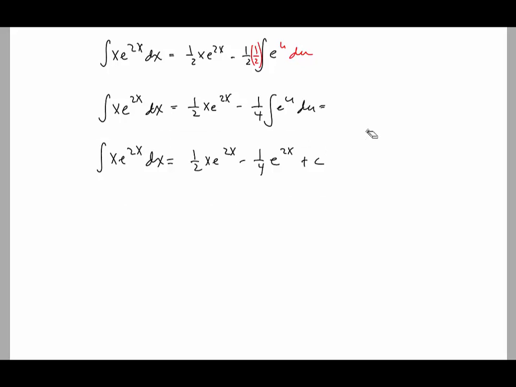One thing I would like to note here before I say that that's our final answer is a lot of times you want to simplify these. We're going to be looking at simplifying these because at some point we may want to take the limit, and it's easier to take the limit of when it's simplified. So here we have a common denominator. I can factor out a 1/4 e to the 2x. Factoring out a 1/4 e to the 2x, I'm just left with 2x minus 1 plus my constant of integration.